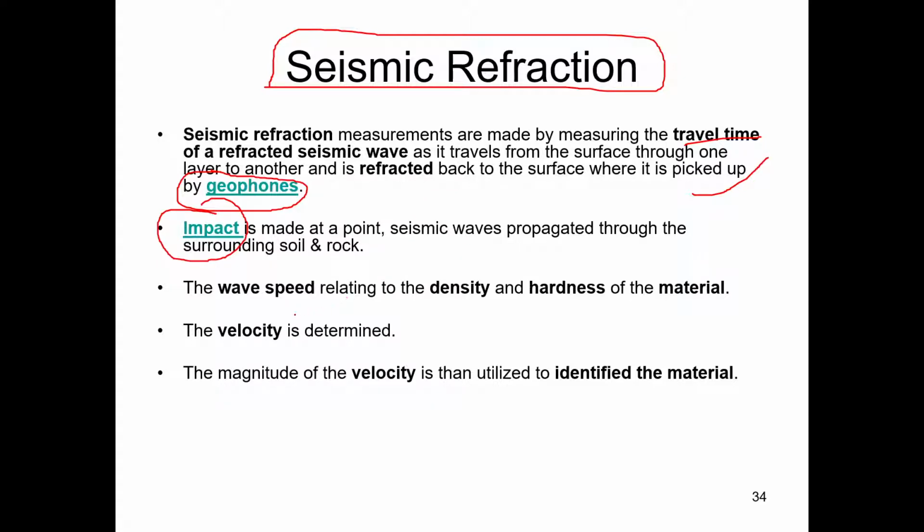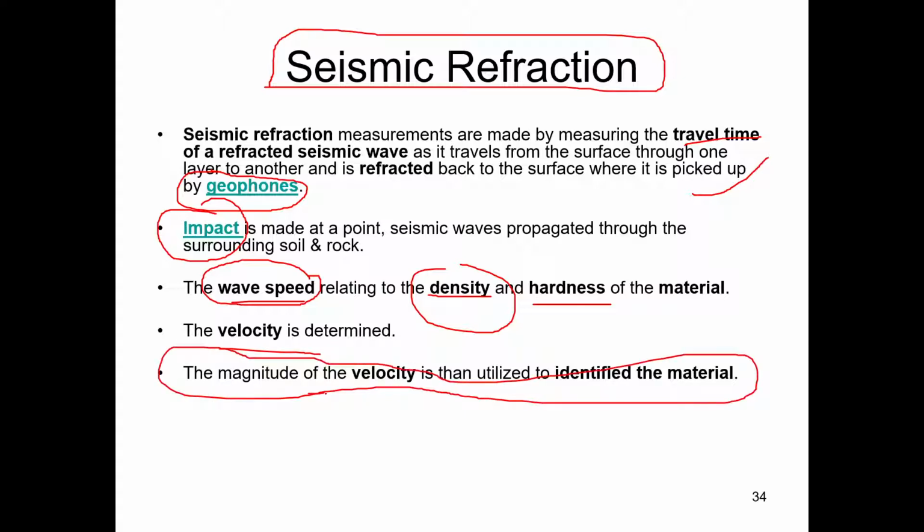And then the speed of the wave is related to the density, hardness, or stiffness of the material. This means that if we have very dense material, our speed is very high compared to low density. Then we are able to determine the density, and the velocity can be utilized to determine the material. So we have a table of velocity that we can use to interpret the type of material.